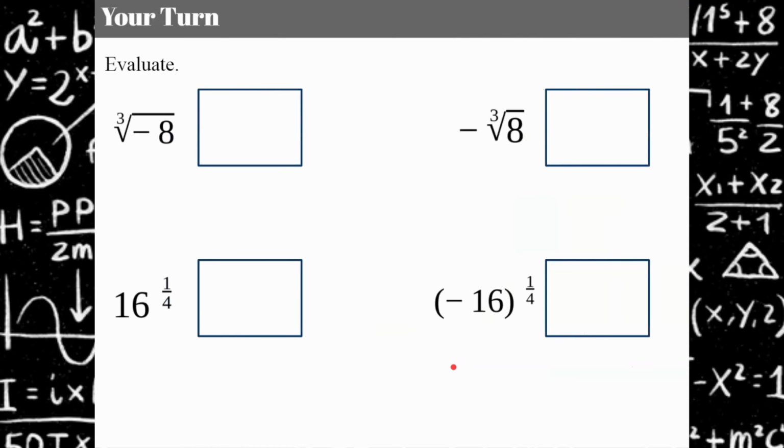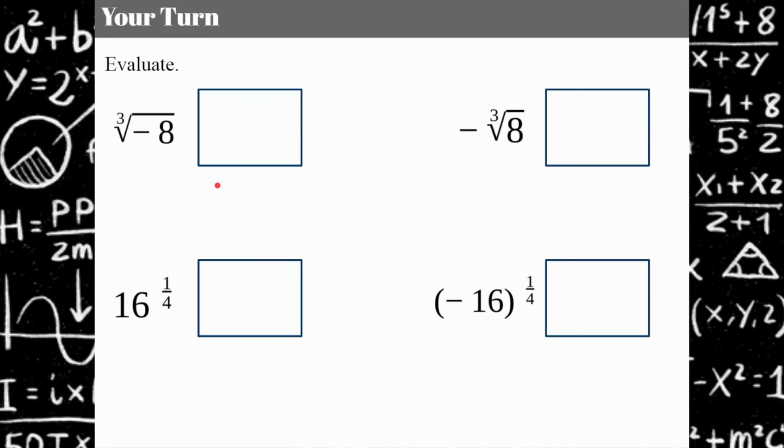Okay, your turn. Evaluate. Now again, I'm not asking you to find the roots. I just want you to evaluate. There's nothing here saying find the number of roots. So you're just going to evaluate and consider what numbers are there. If it's negative, that tells you that it could be negative. Okay, here's a negative sign. So again, you're not finding the number of roots. You're just evaluating for one solution. Go ahead and pause. Come back and hit play when you're ready to check your work.